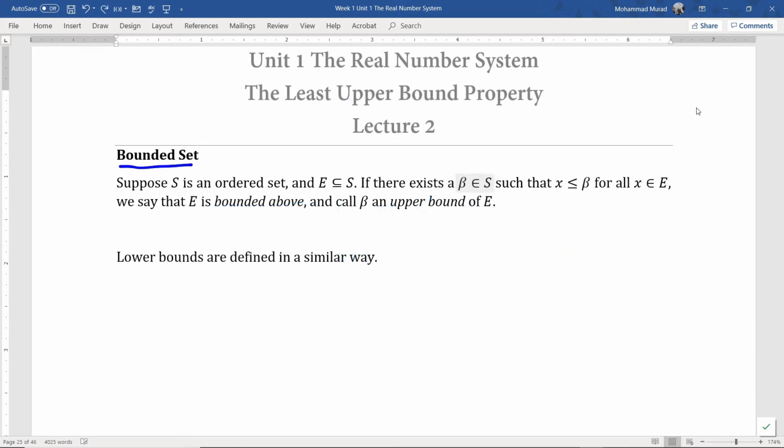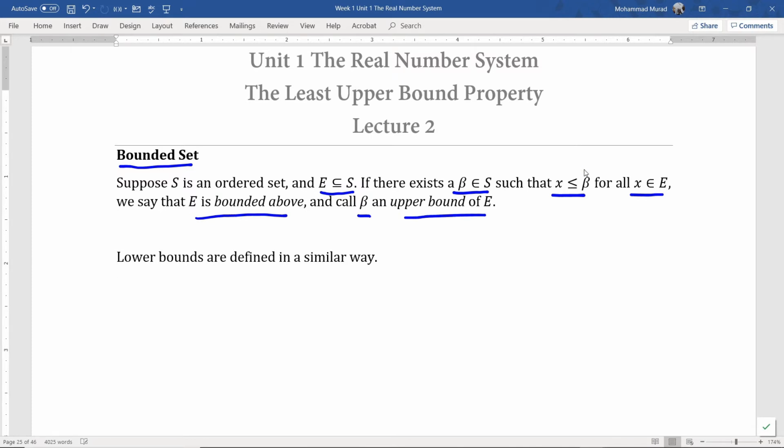Bounded set. Suppose S is an ordered set and E is some subset of S. If there exists an element beta in S such that X is smaller or equal to beta for all X in E, we say that E is bounded above and call beta an upper bound of E.